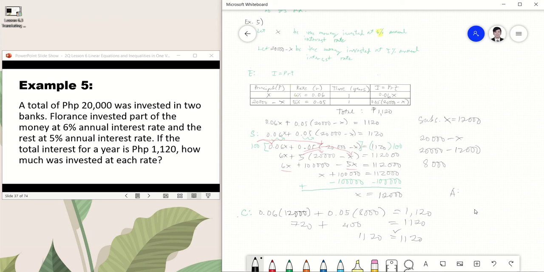So our final answer, 12,000 pesos was invested at 6% interest and 8,000 pesos was invested at 5% interest.